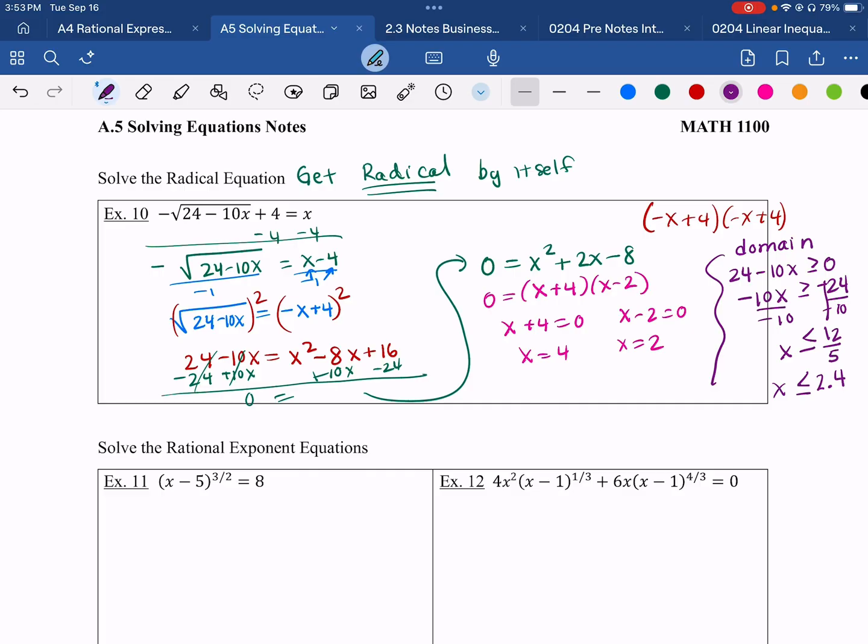Are they both less than or equal to 2.4? What about the 4? Oh, it should be negative 4. So negative 4, they both are. Oh, so this has two answers. None of them are extraneous. X equals negative 4, comma 2.